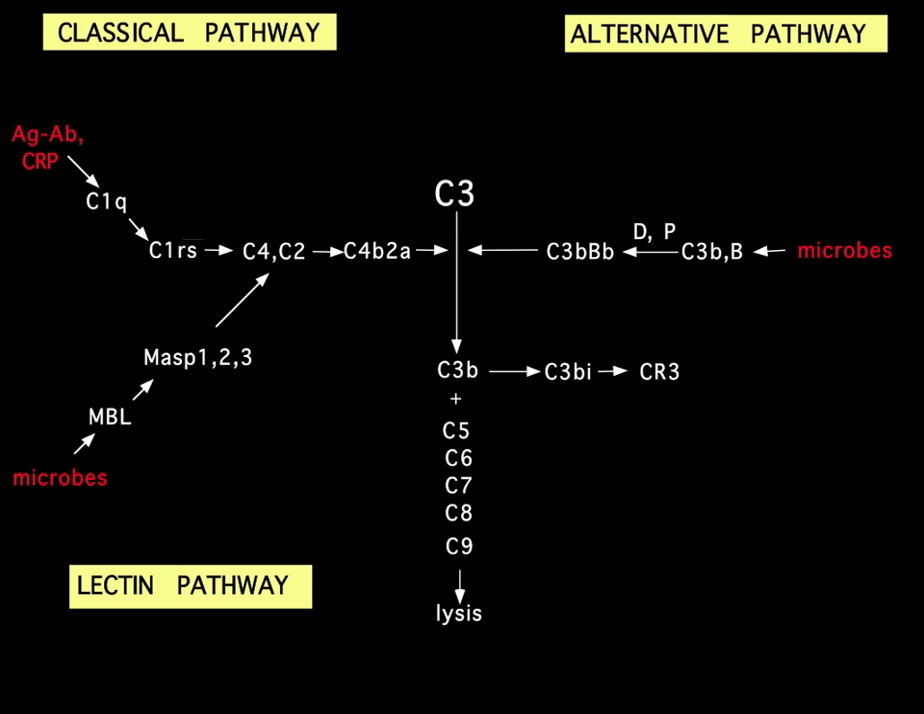There are different ways where the activation can start. It can be the antigen-antibody complex in the beginning. It can be C-reactive protein bound to a bacterium that starts the activation. It can be certain microbial structures like mannose sugars, which are not typical for human cells, that start it. Mannose sugar is typical for fungi.